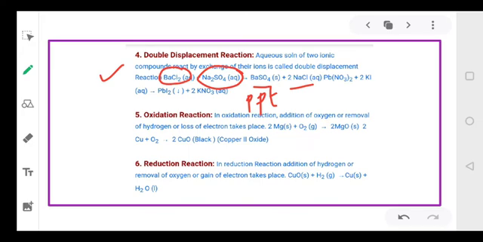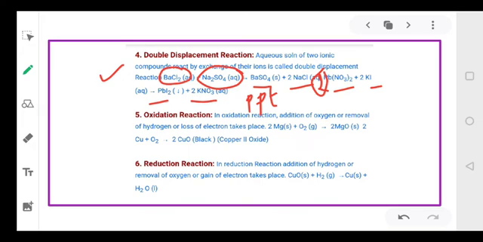So double displacement reaction means where two solutions exchange their ions with each other. What is the color of barium sulfate? White. The second example is Pb(NO3)2 plus 2KI. I hope you have discussed it yesterday also. Lead nitrate plus potassium iodide will form lead iodide and potassium nitrate.